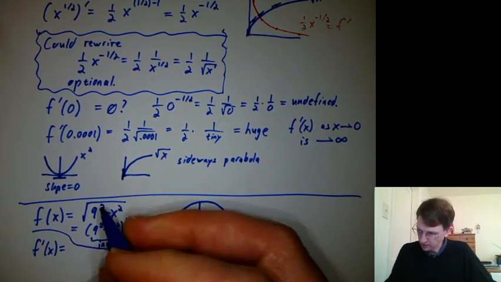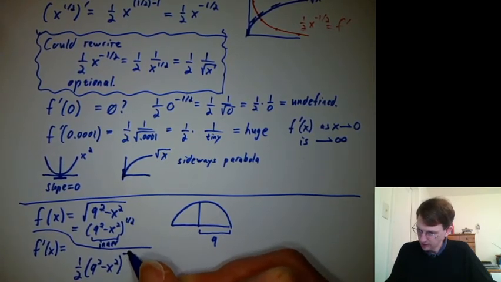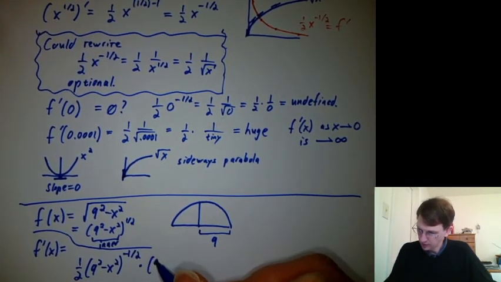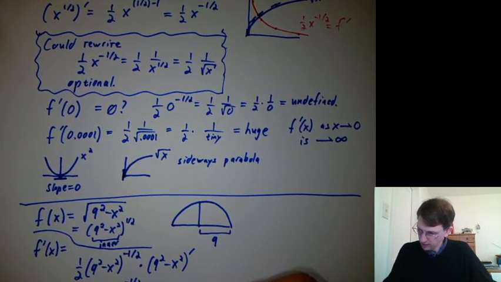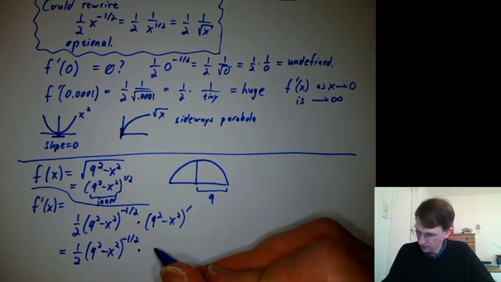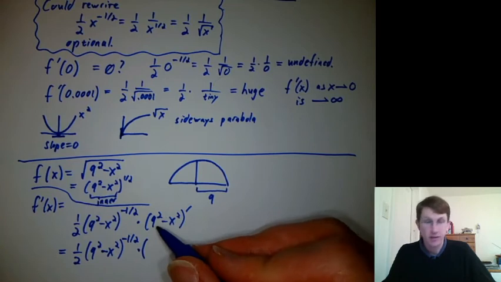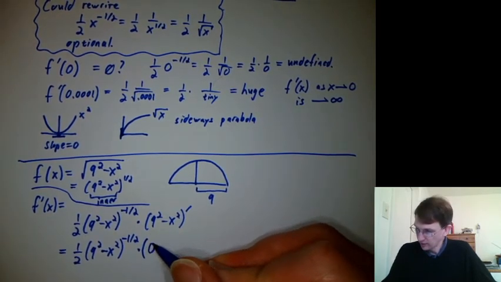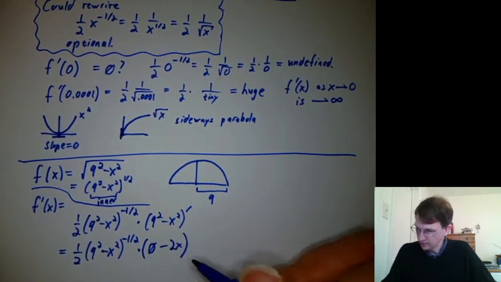Let me separate that. So it would be 1/2 inner stuff to the negative 1/2 times the derivative of the inner stuff. So 1 over 2, 9 squared minus x squared to the negative 1/2. And then what's the derivative of 9 squared minus x squared? Well, it's tempting to put the 2 in front of the 9 and say it's 2 times 9 to the 1, but 9 squared is just a constant. It's just 81. Its derivative is 0. And then derivative of x squared is 2x.